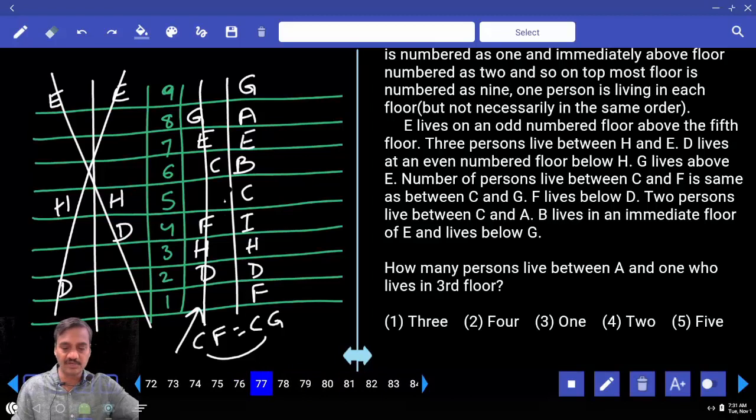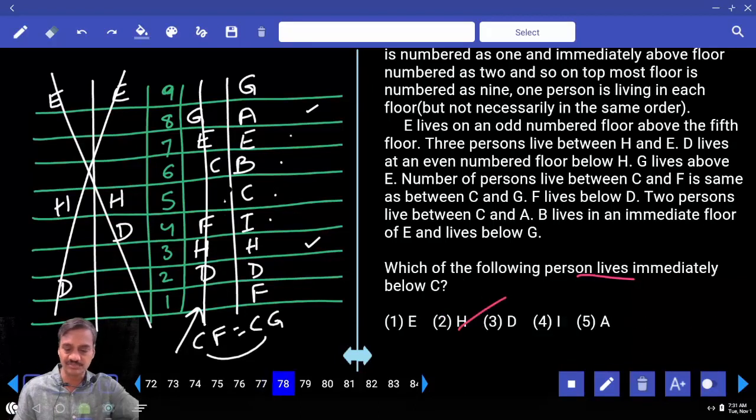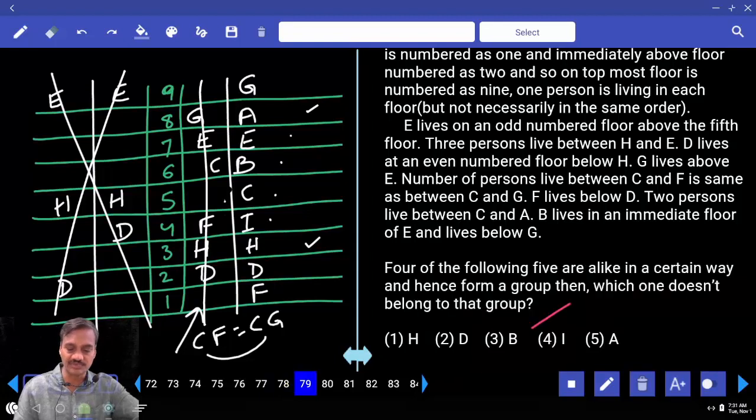Then 77, now how many persons live between A and the one who lives on the 3rd floor? Between A and the one who lives on the 3rd floor, how many persons are there? 1, 2, 3, 4. There are 4 persons, choice 2, question number 77. And which of the following persons lives immediately below C? Immediately below C, that is I, choice 4, 78.